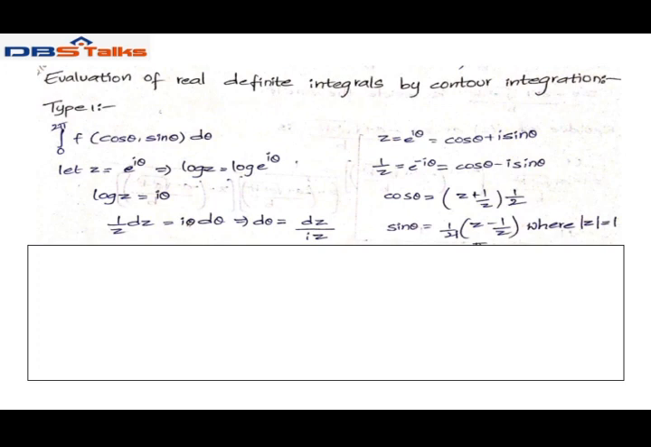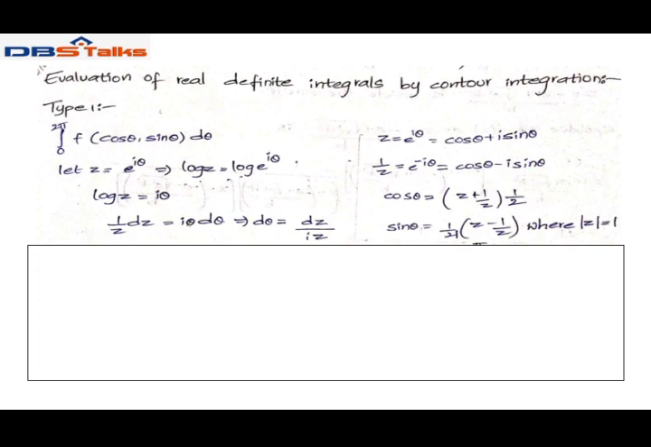So differentiate with respect to z. Log z differentiation is 1 by z dz, that equals i into theta differentiation, which is d theta. Which implies d theta equal to dz by iz. Also we know that e power i theta means cos theta plus i sin theta, and 1 by z is e power minus i theta, that equals cos theta minus i sin theta.